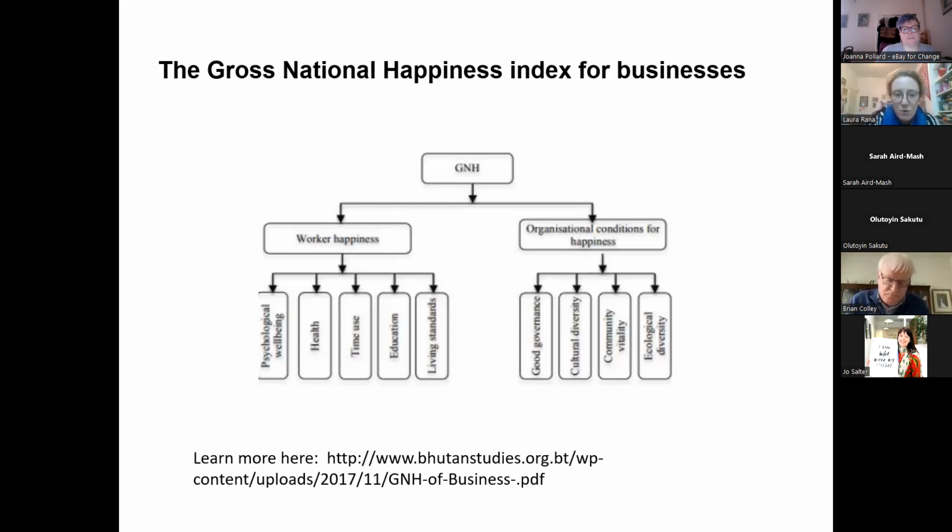And it has two key dimensions, as you can see on the slide: worker happiness, so looking at your individual workers, and then organizational conditions for happiness. And the kinds of things that it measured seemed to fit quite well with our theory of change and what I wanted to measure. So it's about looking at living standards for workers. That's where things like income and fair wages come in, but also psychological well-being, health, use of time. So thinking about things like work-life balance, for example.